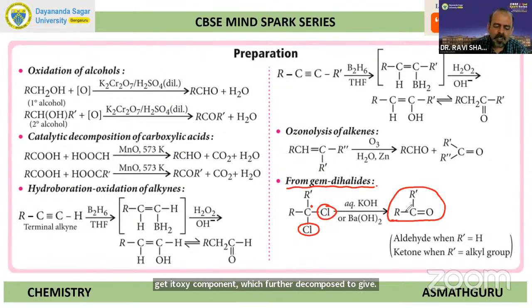So this depends on what kind of halide you are having. If you have a vicinal dihalide, we end up getting an aldehyde. If you have a geminal dihalide, we end up getting ketones. How can this happen? I'll just show you these things. I'll take you on board.